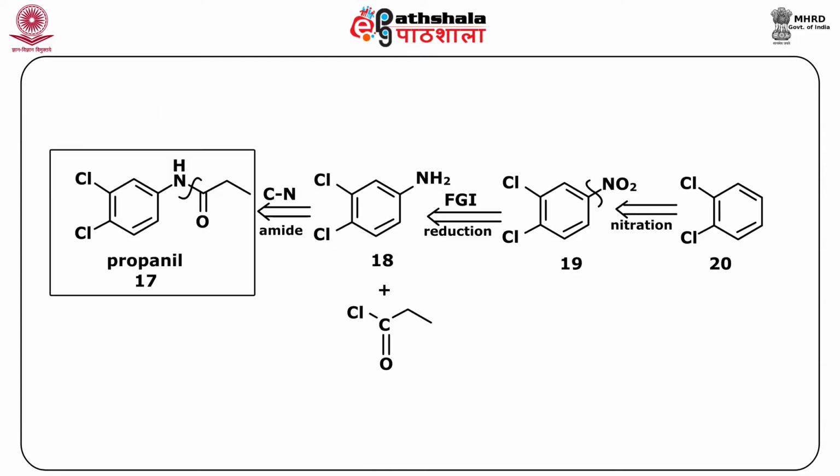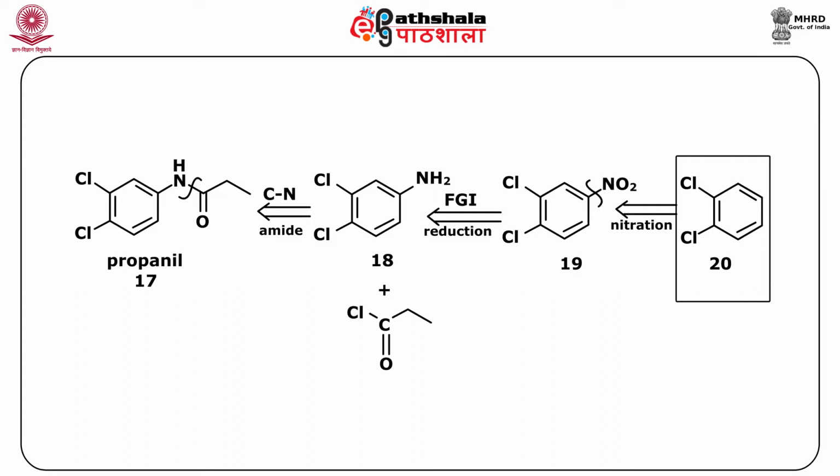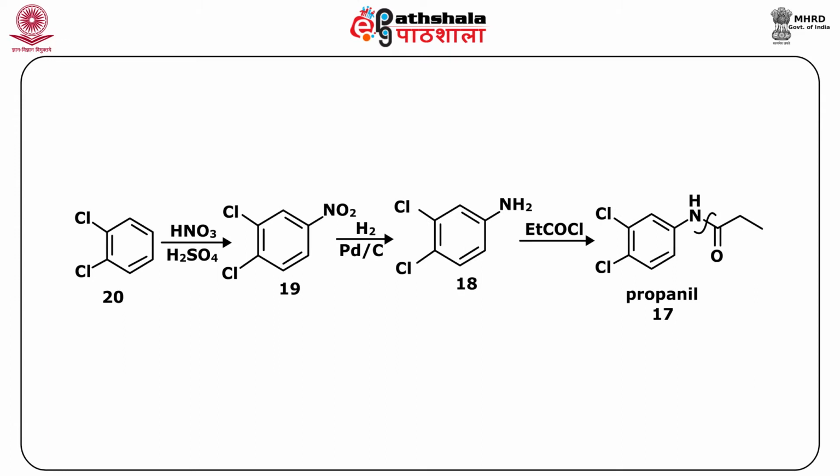Propanil is another simple example which is used on rice fields as a weedicide. Amide disconnection yields the amine 18, which can be made from 1,2-dichlorobenzene by nitration and further reduction. The sequence of the reactions is very well seen here in the figure. The synthesis is quite simple.